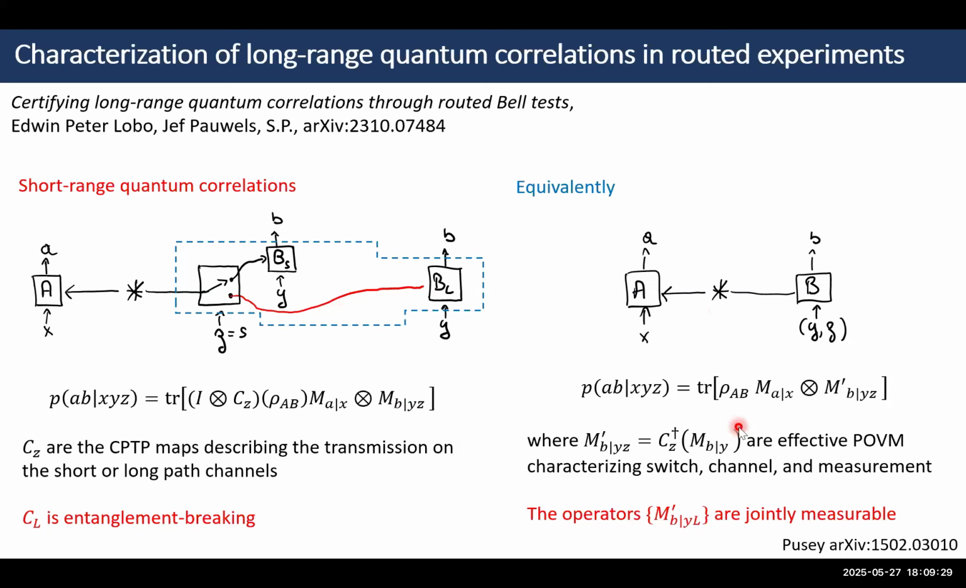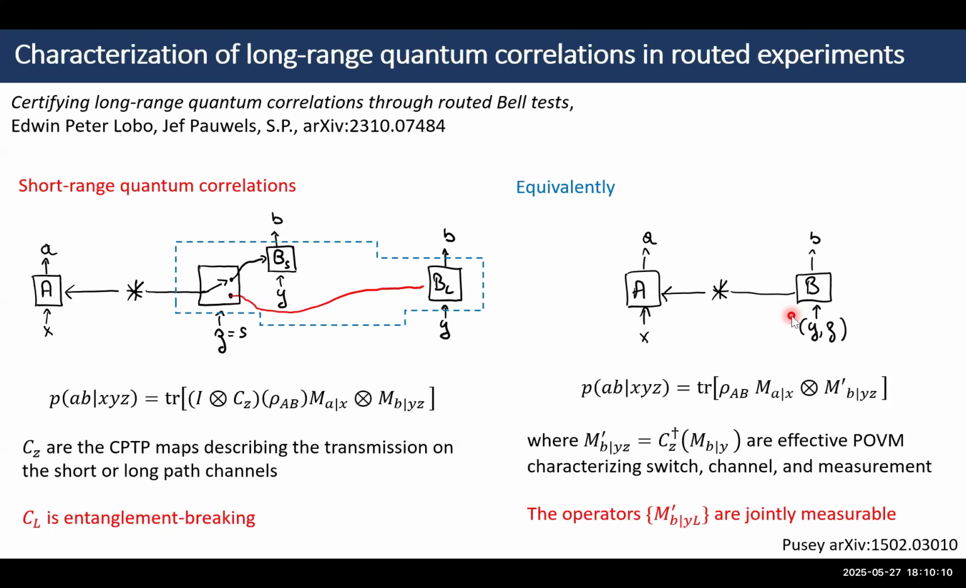If we look at the perspective on the right-hand side, so if you look at what happens if you have some untrusted measurement and you take the adjoint of an entanglement breaking channel, you can show that the effective POVMs will be jointly measurable. Okay, so this is shown in this nice paper by Bill QC. Saying that this channel is entanglement breaking is the same as saying that the long path measurements, so when I put Z equal to L, are jointly measurable.